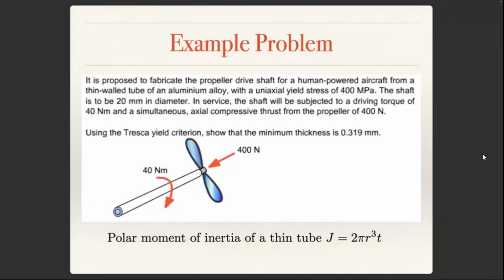Sir, for this sigma equivalent which we are going to calculate, can we use the formula with sigma x minus sigma y whole square, and divide by... Yeah, you can use that also. And then what I'll get, okay, let me try. Okay, fine.